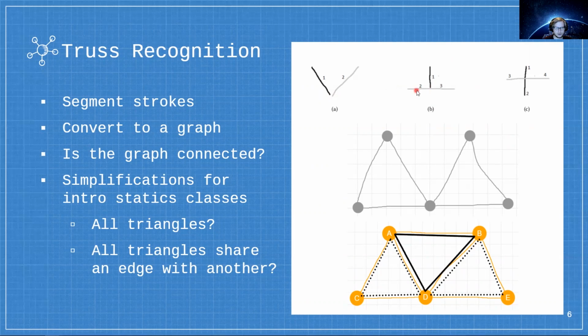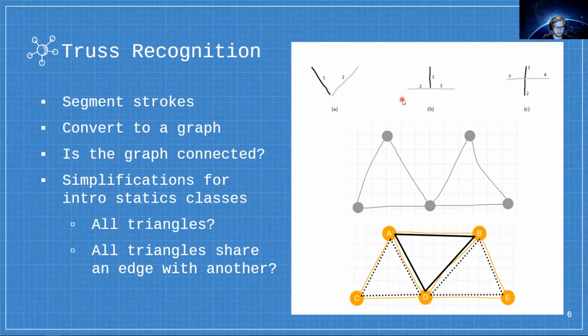Then we convert the substrokes into a graph. If the endpoints of the substrokes are within 40 pixels of each other, we determine these to be intersecting at the same node in the graph, so we combine them and call them the same node. And then we check if the graph is connected. The problem is to create a single truss, so if there's any disjoint section, then it's not a single truss. It would be multiple trusses or just a random shape.